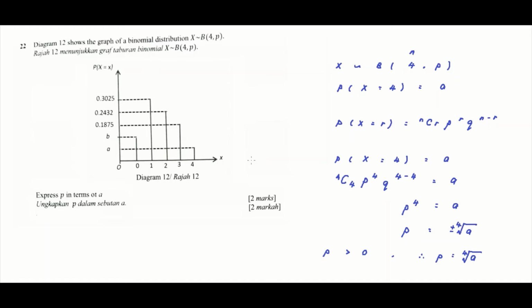Okay, so let's see the next question. Question 23. Diagram 13 shows a distribution graph of the daily pocket money of students in a school. The daily pocket money is normally distributed with a standard deviation of 4.50. Perhaps we can write down, based on this graph, that the mean is 7.40 and the given standard deviation is 4.50.